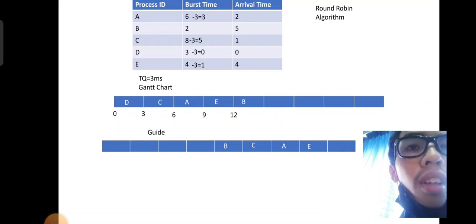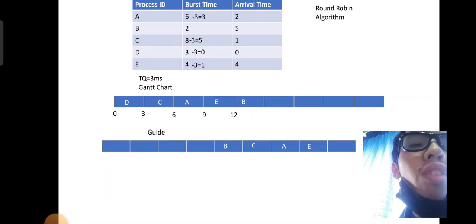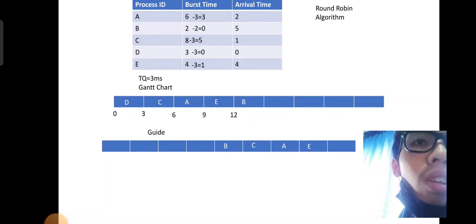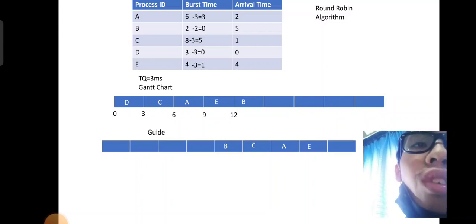Then after that, we will subtract the burst time of it by 2 because it has only 2 burst time. So 2 minus 2 is equal to 0.